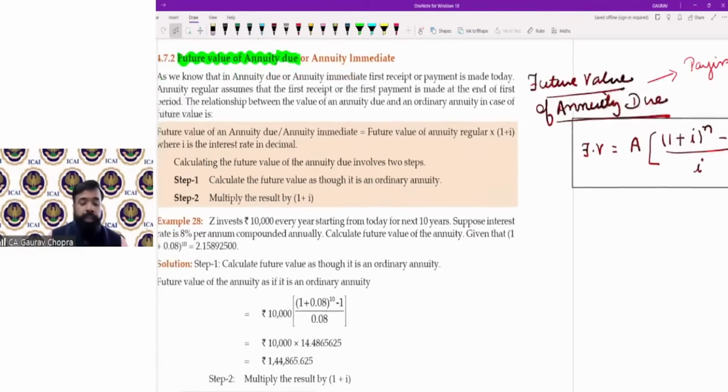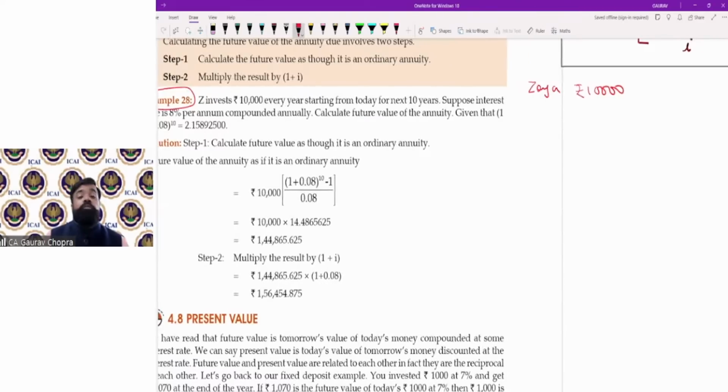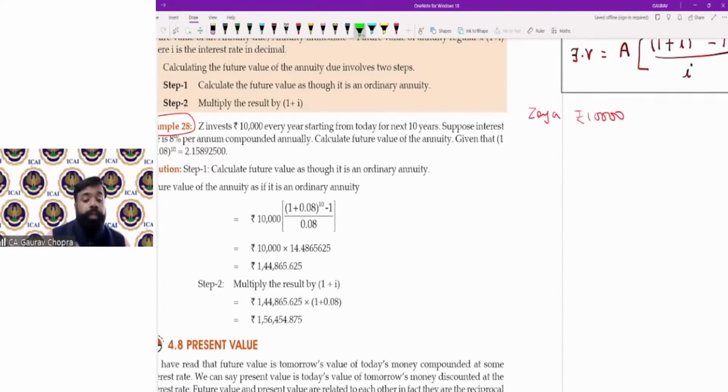Okay, so let us begin with example number 28. Z invests. Okay, Z means let's say Zoya. Zoya invests rupees 10,000 every year. Now she is investing rupees 10,000 every year starting from today. Now the question will not use the language annuity due or annuity regular. You have to understand whether it is annuity or not. If it is annuity, that is due or regular, ये आप ही को समझना पड़ेगा.